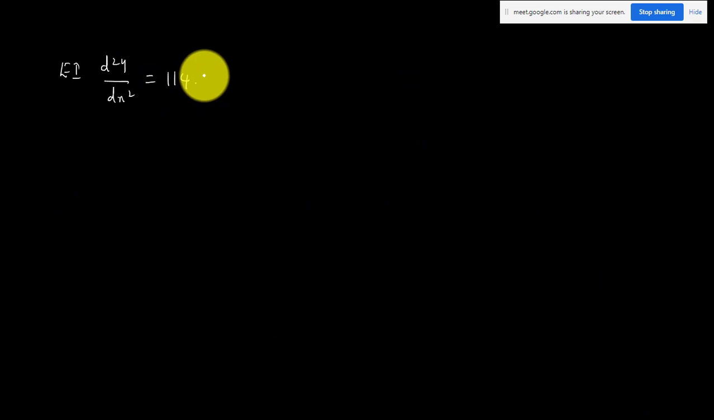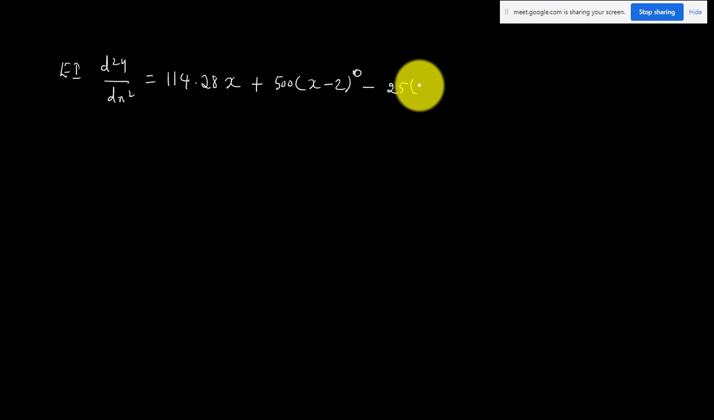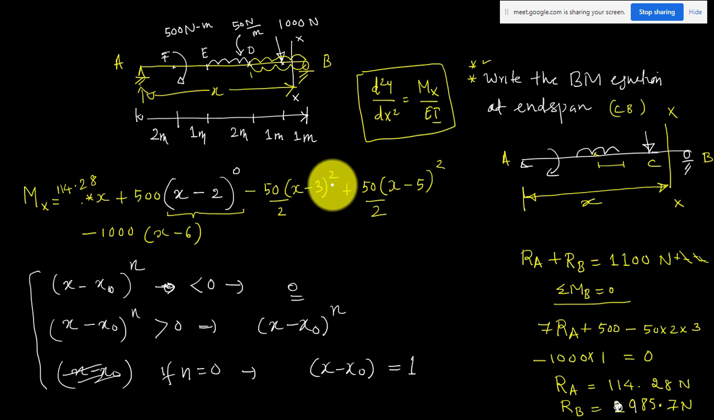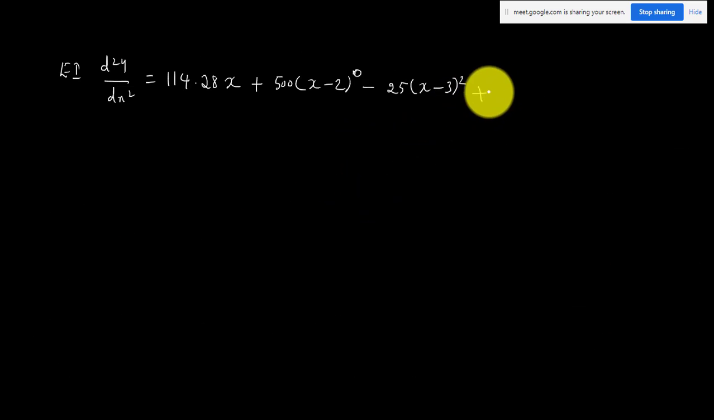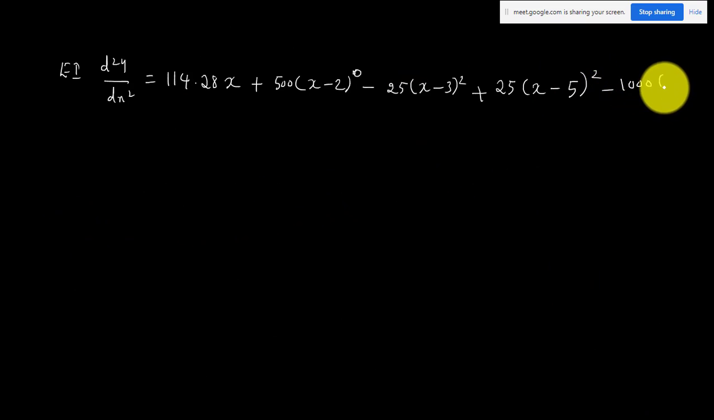114.28 x plus 500 into (x minus 2) raised to 0, minus, I am just writing it, 50 by 2 is 25, so 25 into (x minus 3) whole square, plus 25 into (x minus 5) whole square, and minus 1000 into 10 power 6. So now it is simple.